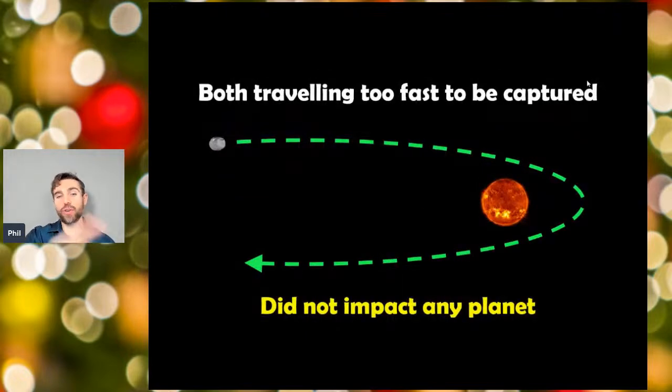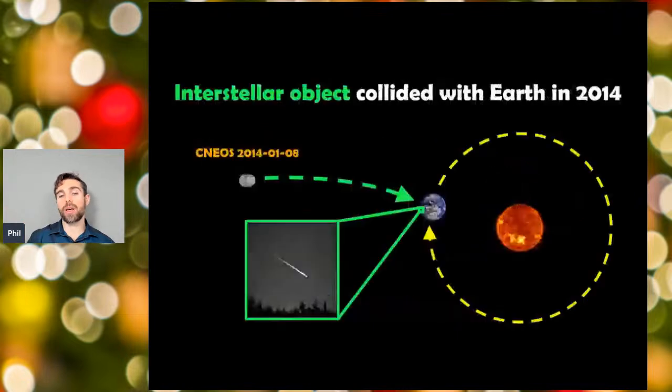They were both too fast to be captured, and they didn't impact any planets. So they've just gone straight through. We didn't get a lot of information from them because they came in too fast. But anyway, they came in, didn't impact anything. But then this is where it gets interesting. So 2014, no, I said 2016, 17 is when those two came in. They were the first ones detected.